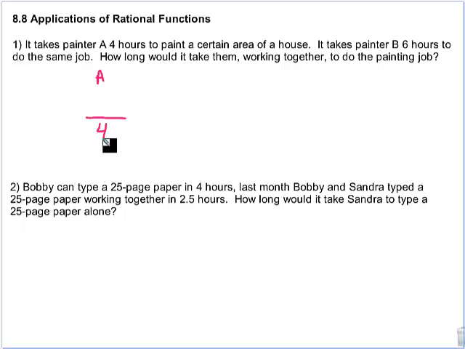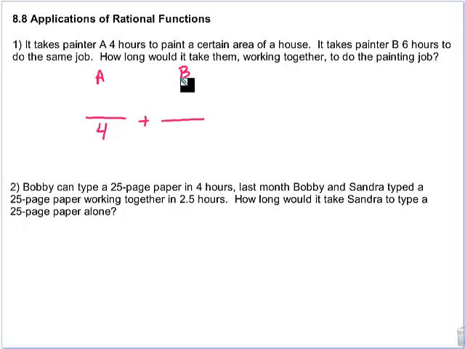So here I'm going to have a painter A fraction, and his rate is 4. I'm going to put the 4 in the denominator, as this is how long it takes him to work. For example, if he only worked 2 hours, he would only have half of his project done, because 2 over 4 reduces to a half. If he works 4 hours, he would have the whole thing done. Now he's working with painter B. So they're working together, so we're adding.